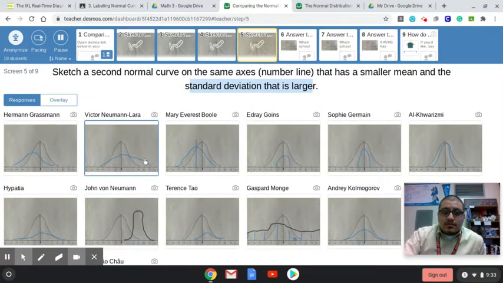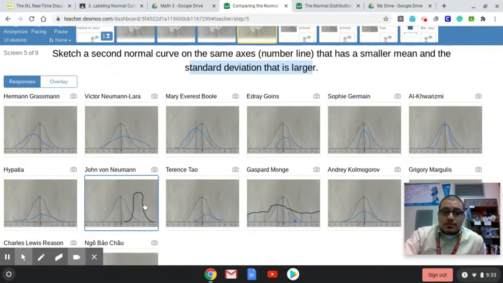This one looks like it's shifted to the right, which means I've got to adjust that. But this one has a standard deviation that's wider, so that's good because the standard deviation is larger, which means there's a larger spread. It's spread out more. But this one just needs to shift to the left.